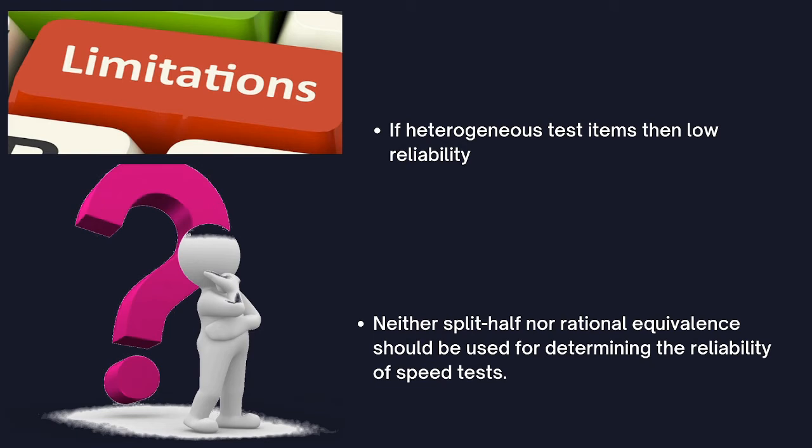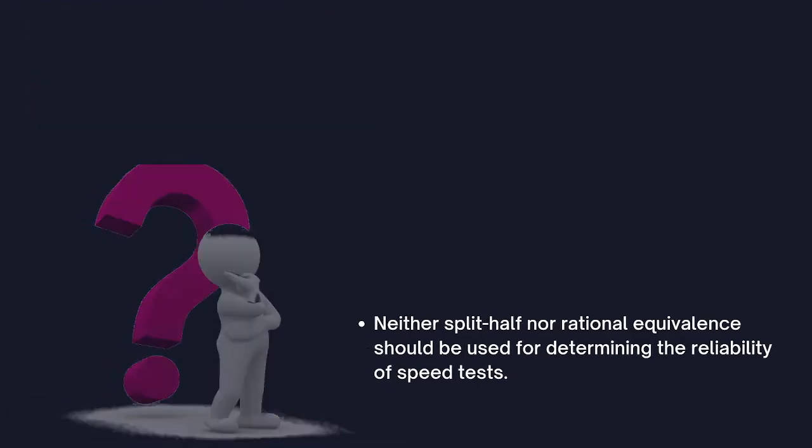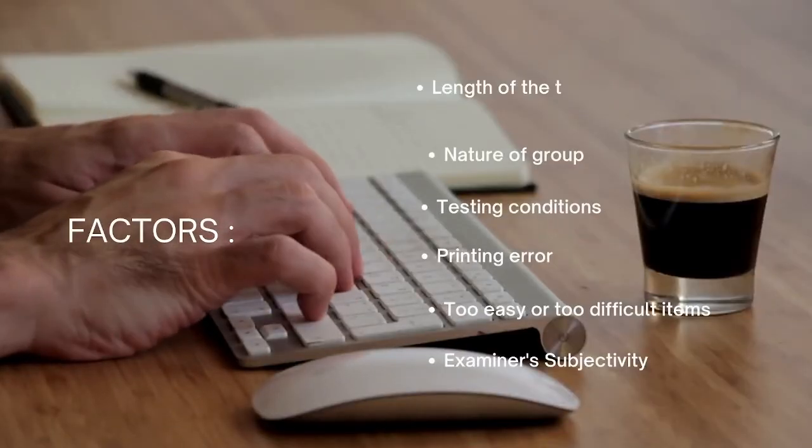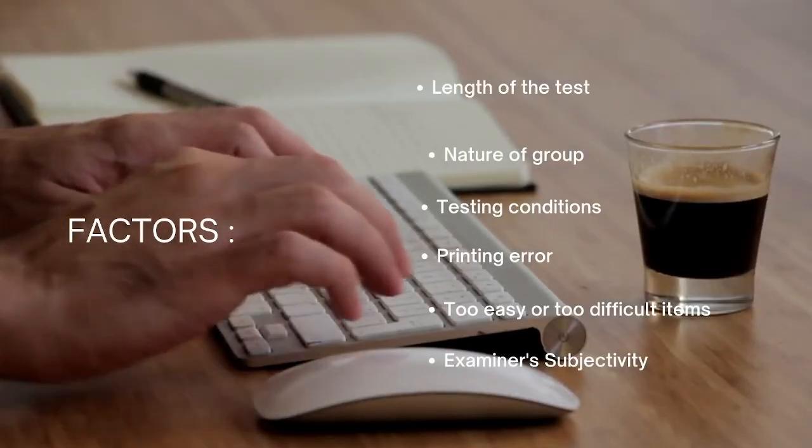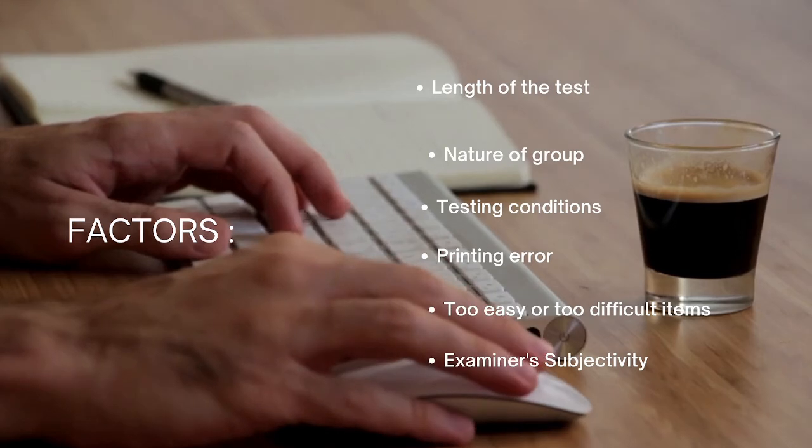Now we are moving towards the factors affecting reliability. What are the factors coming in the way of reliability? The first factor is length of the test. If the test is too long or too short, definitely it will impact the reliability. The second one is nature of group. If the group is homogeneous, then you can find very low reliability. If the group is heterogeneous, then you can find the reliability is very good.